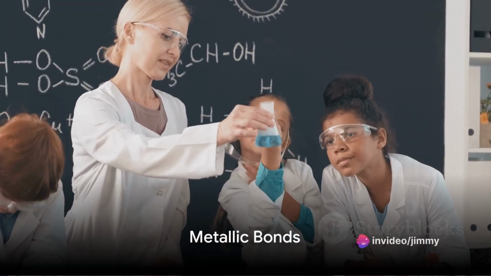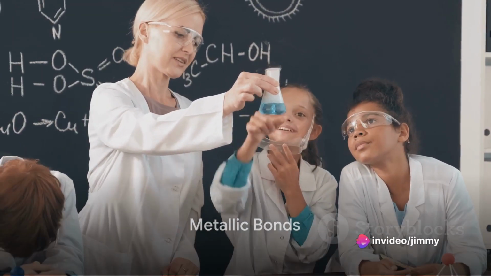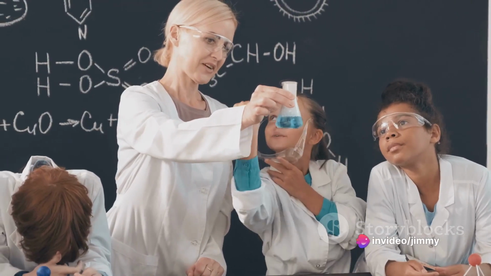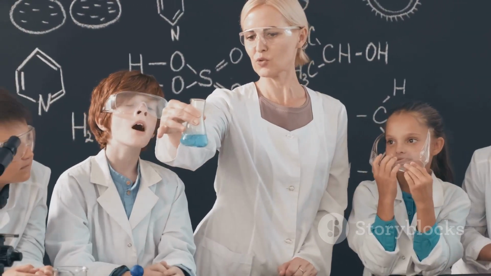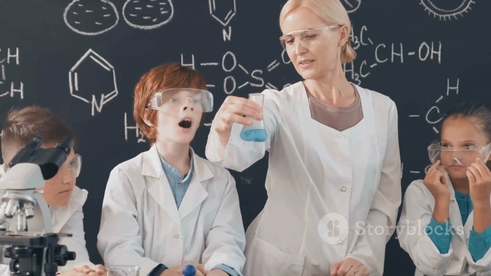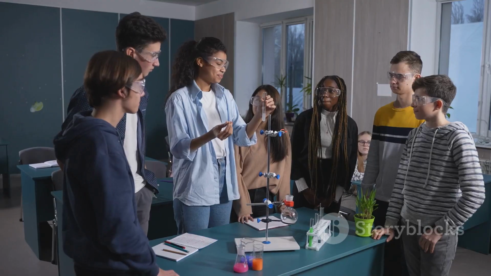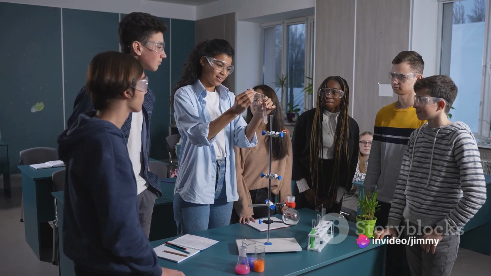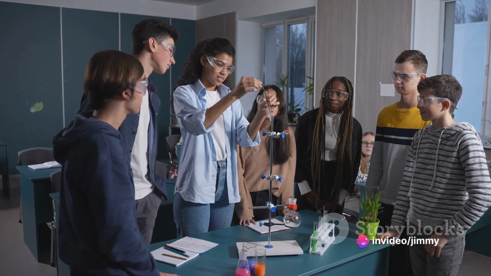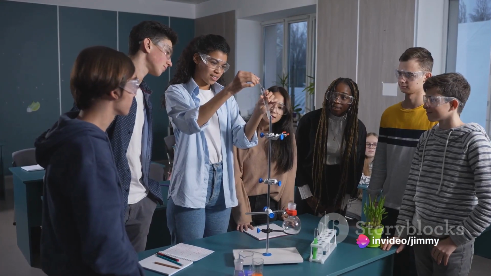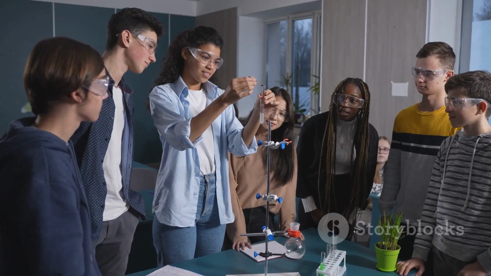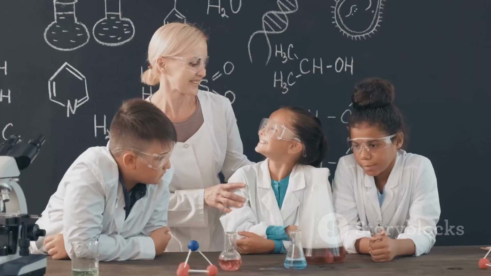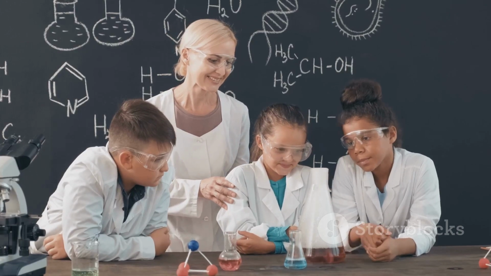Next in line, we have metallic bonds, the party bonds. Imagine a dance floor where all the dancers are free to move around and mingle. That's exactly what happens in metallic bonds. These are not your typical bonds, they're more like a social gathering of atoms. Metallic bonds are the forces of attraction between free-moving electrons and positively charged metal ions. Think of it as a sea of electrons flowing around a grid of positive ions. This is known as the electron sea model.